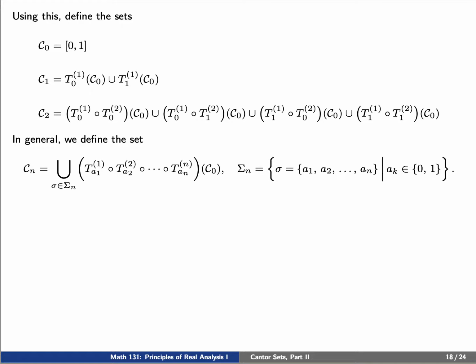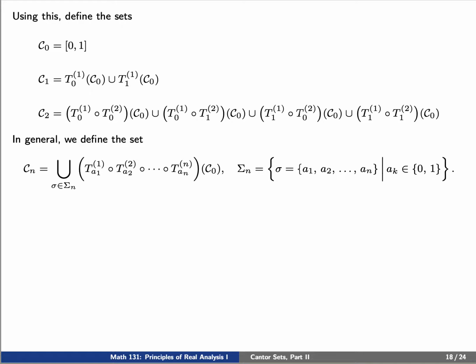Some care needs to be explained here of the notation. It may help to look at the notation for C2. You'll see that we have T0 circle T0, but actually we have to be careful as to whether we're using epsilon 1 or epsilon 2 in our maps. Here, for Cn, we want to consider a union, but really we'd like to move over all possible sequences of zeros and ones. So here we actually do have a collection of n of these functions, T sub 1, T sub 2, but we're allowing ourselves to move back and forth between these subscripts, a sub n, either being 0 or 1.